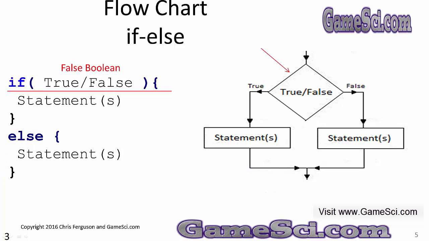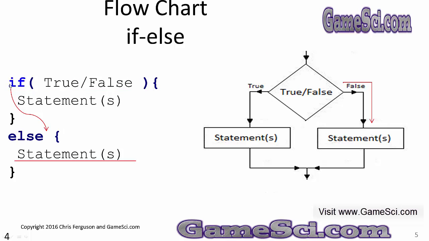Now let's run through it on the false path. Again, we'll execute the if true-false statement in the parentheses. This time we'll assume the result will be false. So we're here in the diamond evaluating the true-false statement. What happens when the statement is false? We select a different path.